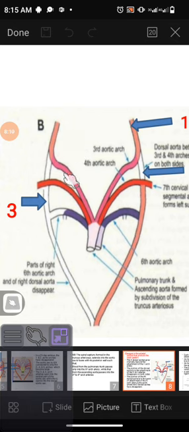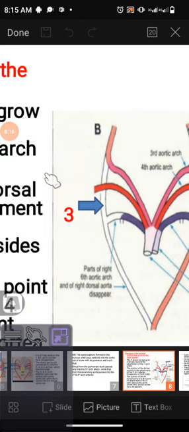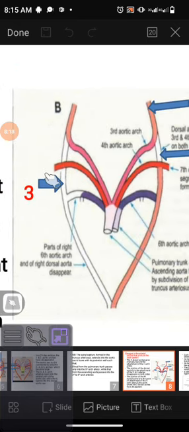Okay, what's going to happen here is that first, the dorsal aorta will grow cranially, beyond the point of attachment of the first and second aortic arches, which is not shown here. To grow cranially, that is number one. Then number two, the portion of dorsal aorta between the point of attachment of the third aortic arch and the point of attachment of the fourth aortic arch is going to disappear.